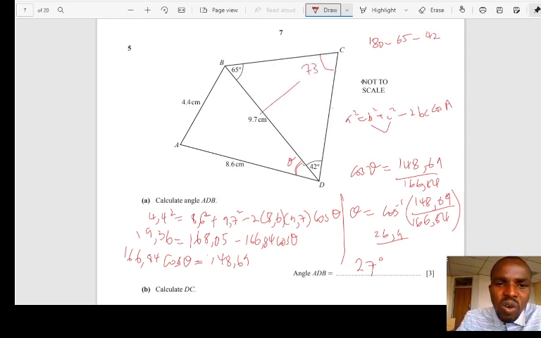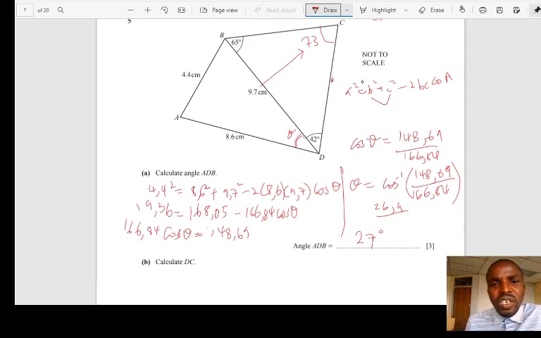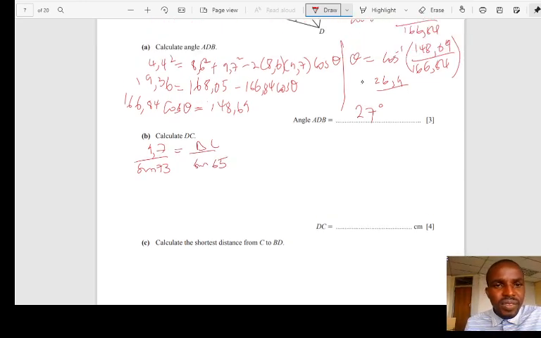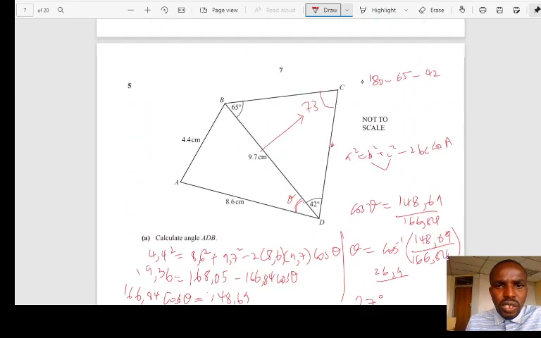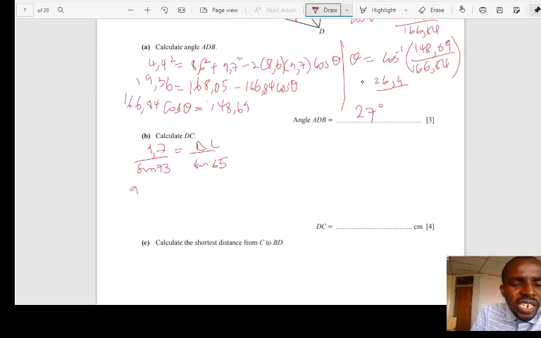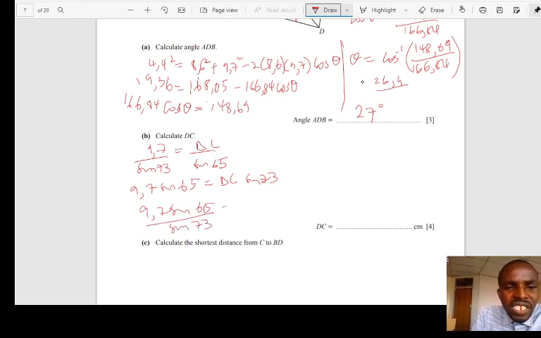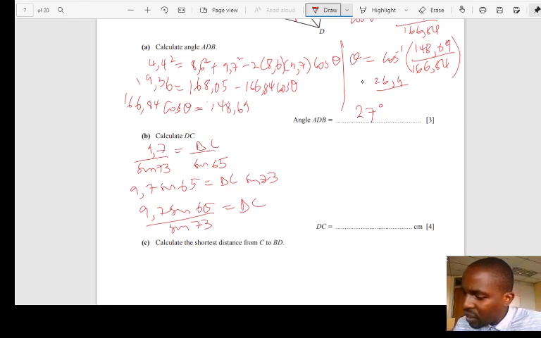Then you can use the sine rule. 9.7 over sine 73 equals DC over sine 65. Then cross multiply, you get 9.7 sine 65 equals DC sine 73. Then you divide by sine 73, it will be 9.7 sine 65 over sine 73 equals DC. Then you punch in your calculator 9.7 sine 65, then you divide by sine 73.